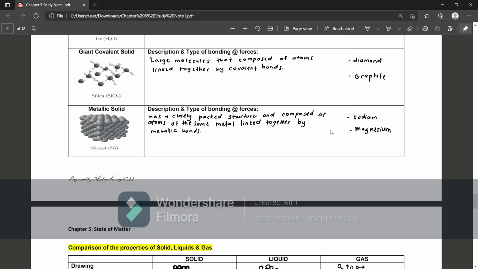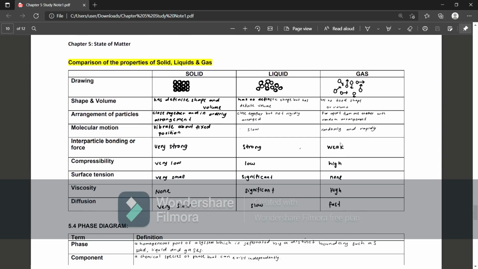Okay, comparison of the properties of solids, liquids, and gases. For solids, the particles are positioned very close to each other. For liquids, they are quite close to each other, and for gases, they have more space among them.